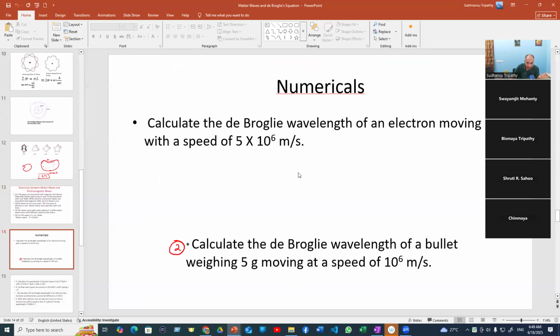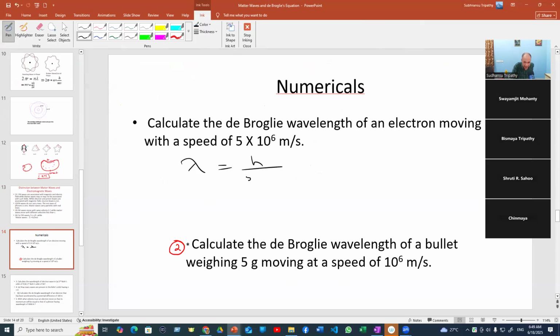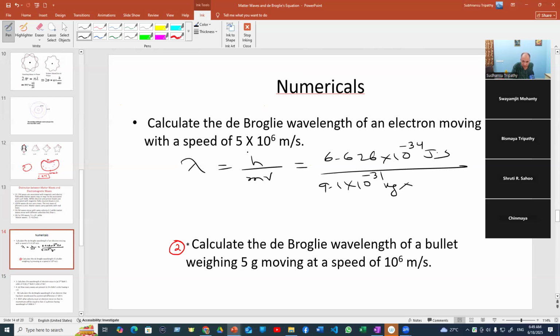And a numerical: calculate the de Broglie wavelength of an electron moving with speed 5 times 10 to the power 6. So lambda is equal to h by mv, h is 6.626 into 10 to the minus 34 joule second. Mass of electron is 9.1 into 10 to the power minus 31 kg. The velocity given is 5 into 10 to the power 6 meter per second.